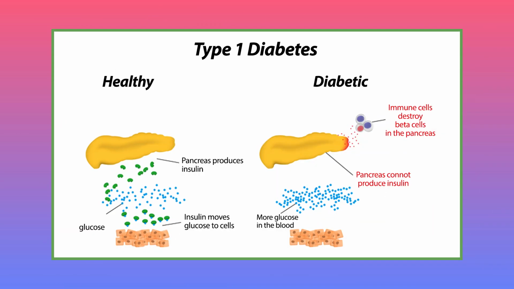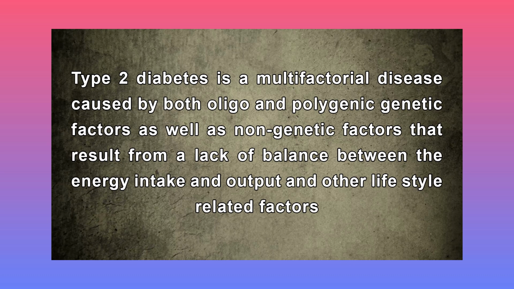An autoimmune condition of the body can cause this disease. In autoimmune conditions, the immune system will attack our body cells or organs. In type 1 diabetes, the immune system will attack the pancreatic cells and damage them. This will affect the production of insulin in the body. Type 2 diabetes is a multifactorial disease caused by both oligogenic and polygenic genetic factors as well as non-genetic factors that result from a lack of balance between the energy intake and output and other lifestyle related factors.